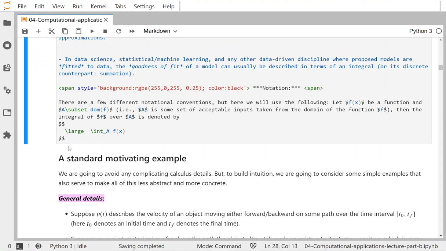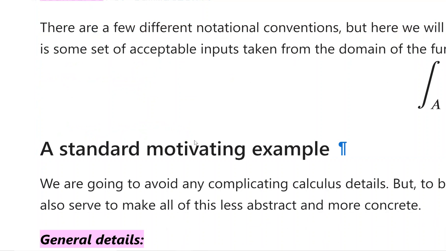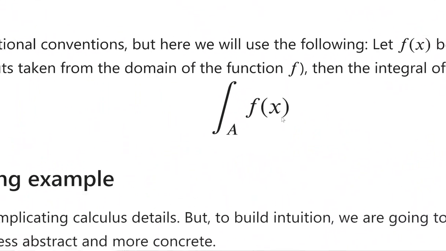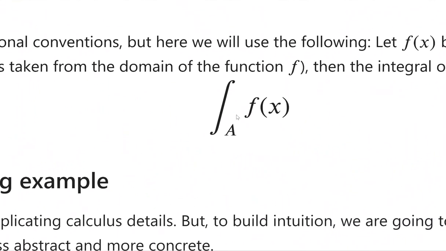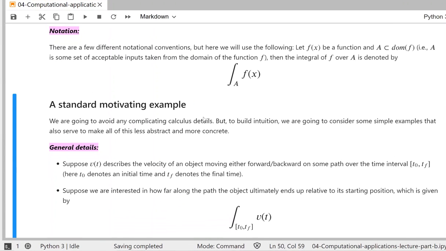So in Markdown, it's very simple to write. You have this \int. It produces that elongated S, that's kind of like for summation. I have A as a subscript of that integral. That's the set I'm integrating over. And then I just write f of x after I put a space right there. And that's what produces this notation that you see. And that means the integral of f of x over A. Now let's consider a standard motivating example.